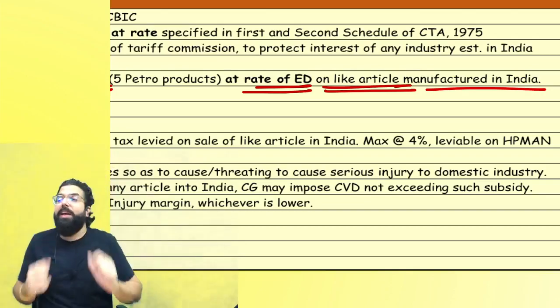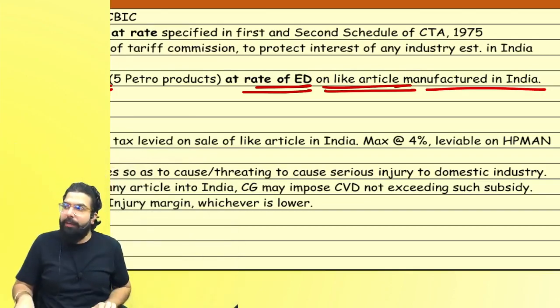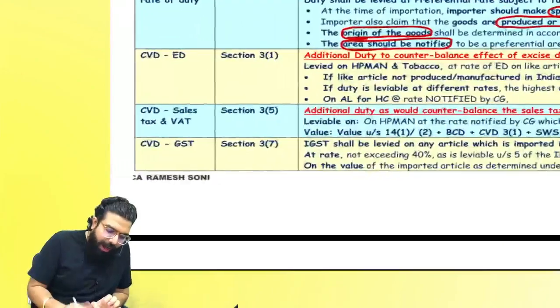Imported goods pay, they levy CVD 3.1. Right, everyone? Not very important from exam point of view. I have given a small paragraph. You can go ahead and read it at home.